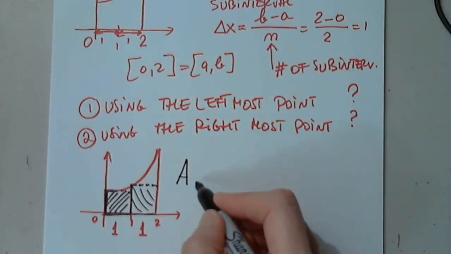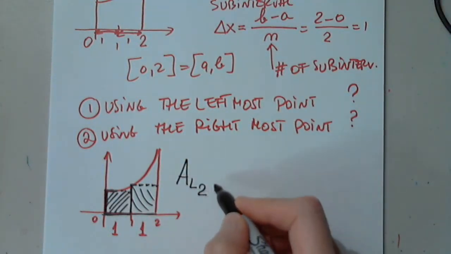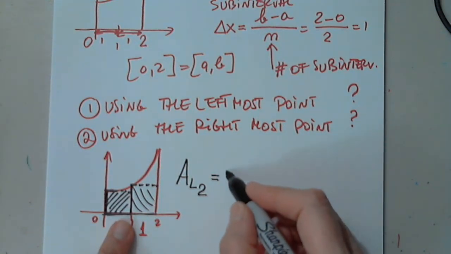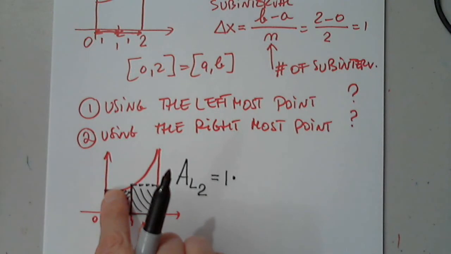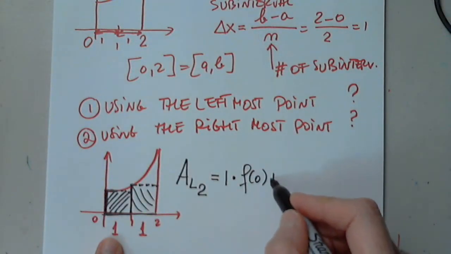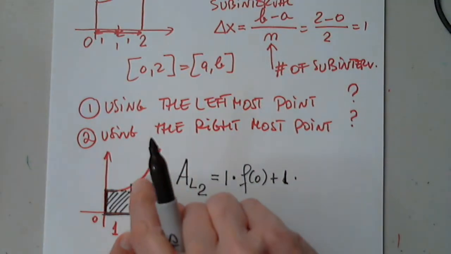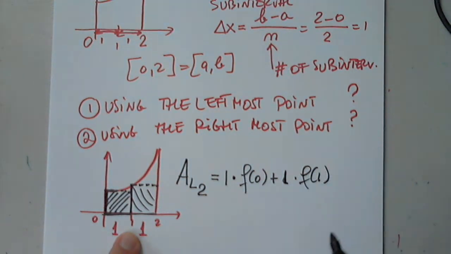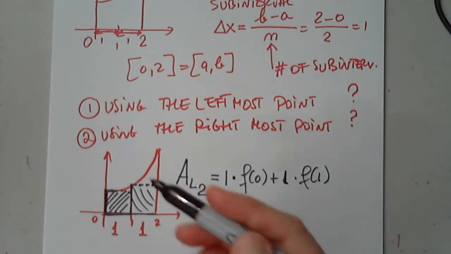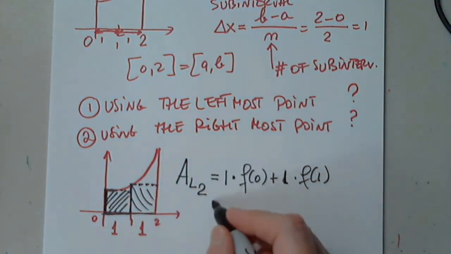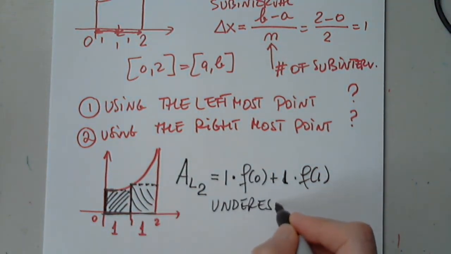So I will say the area with the leftmost point with 2 subintervals is base of 1 times f of 0 plus base of 1 times f of 1. Can anyone tell us whether this result will be an overestimation or an underestimation of the actual exact area? An underestimation. Of course, look at how much I'm missing. Underestimate.